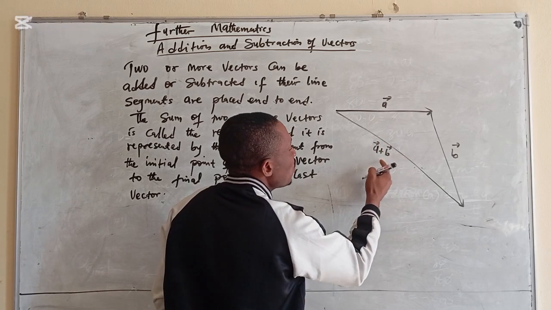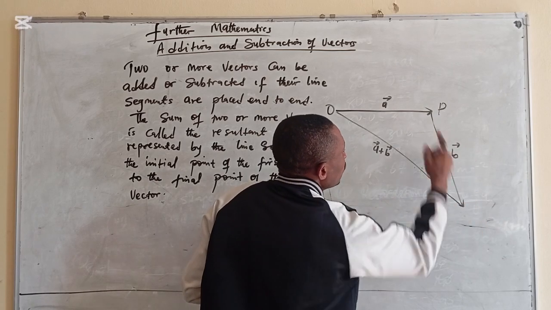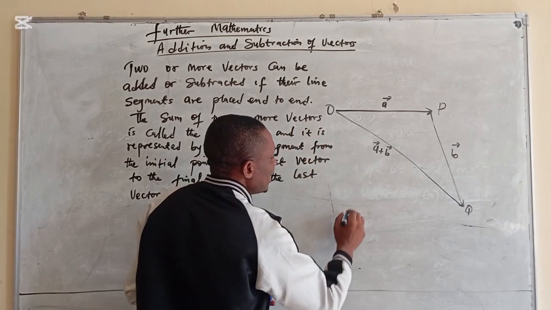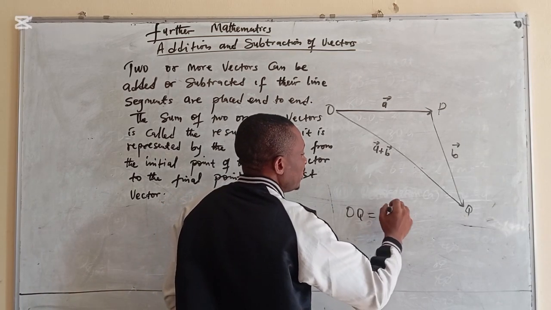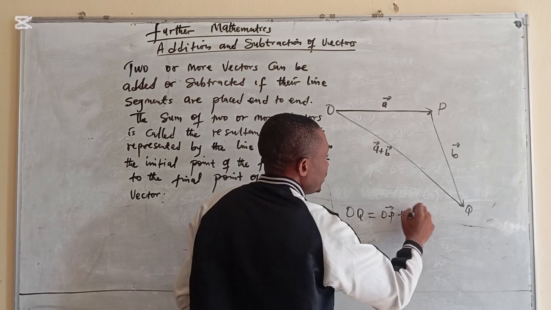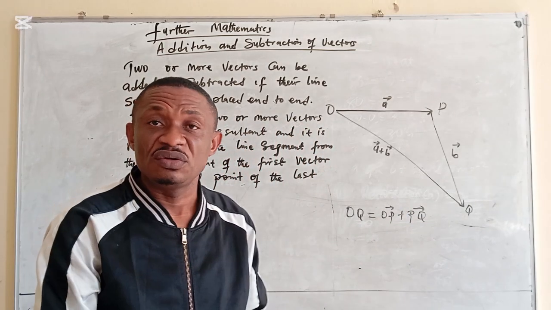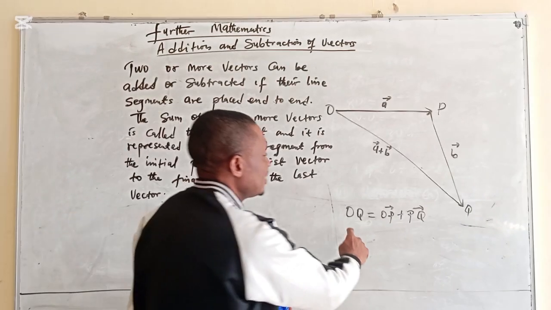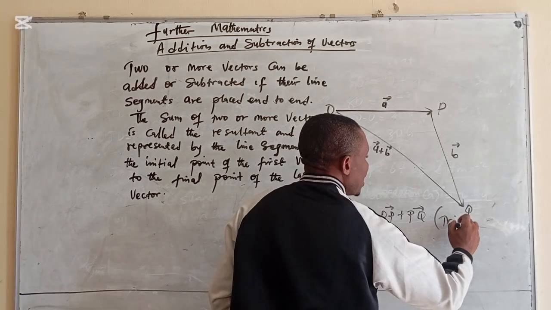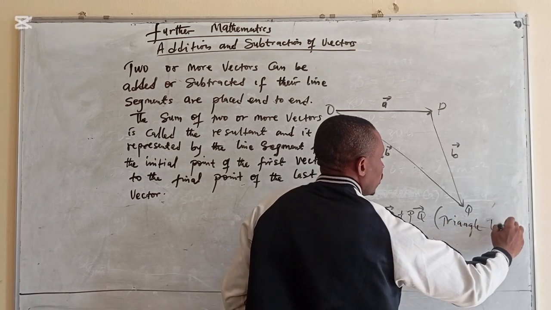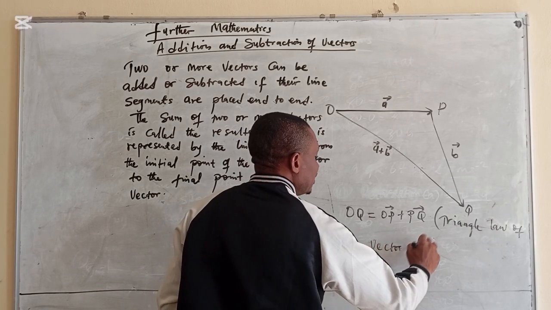So I can decide to call these points O, P, Q. I can now say that OQ is equal to OP plus PQ. This is what we call the addition of vectors. And we call this the triangle law of vector addition.